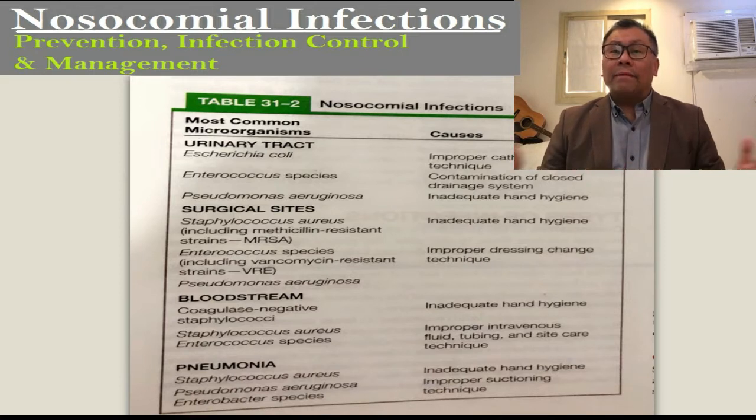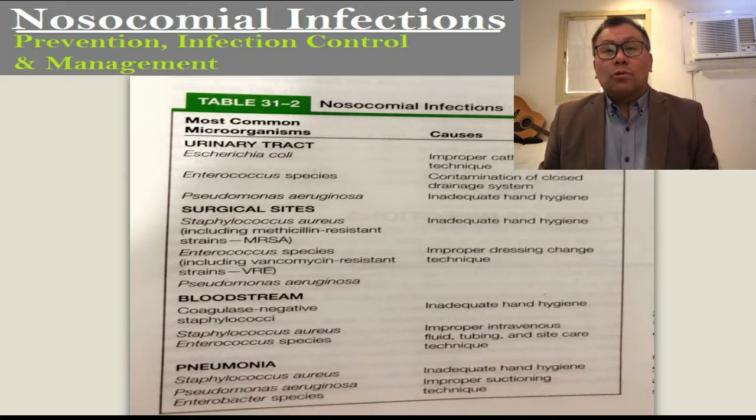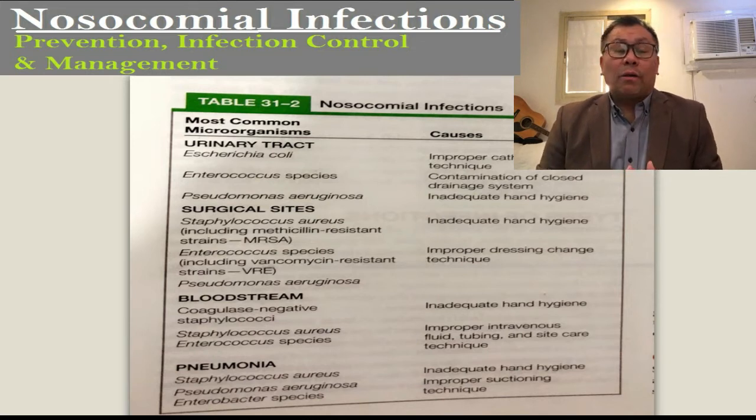And we have the bloodstream. The most common microorganisms for this are coagulase-negative staphylococci, Staphylococcus aureus, and Enterococcus species. The causes for this are, again, inadequate hand hygiene and improper intravenous fluid tubing and site care technique.